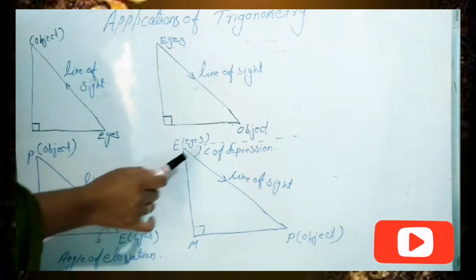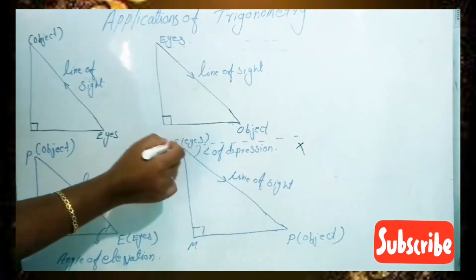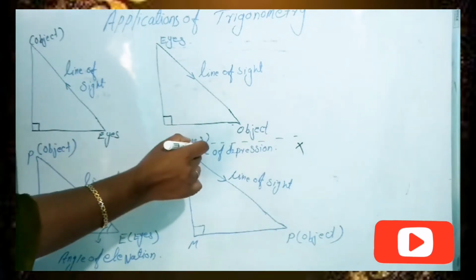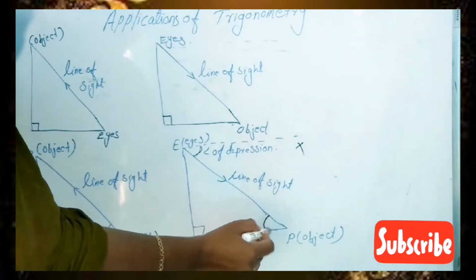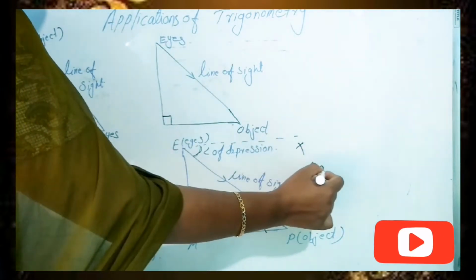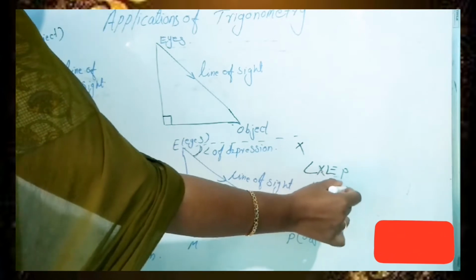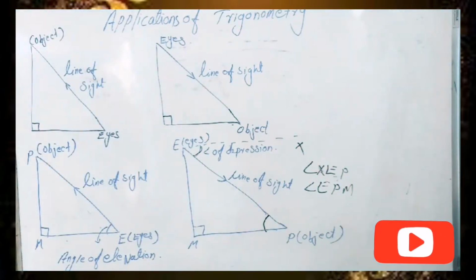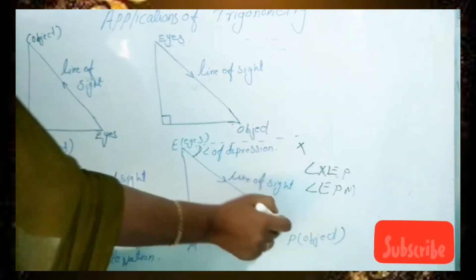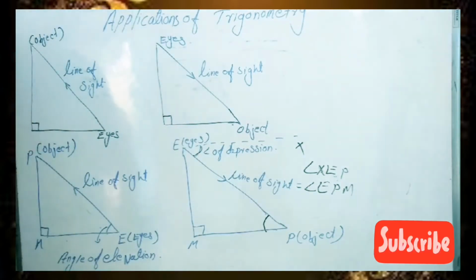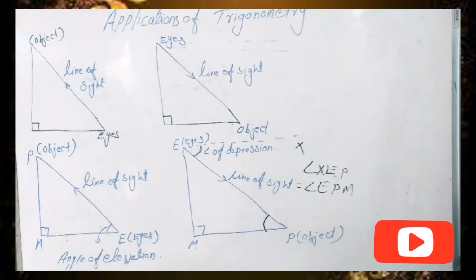They are parallel lines. Suppose this point is X. Then angle XEP is the angle of depression, and angle XEP and angle EPM are alternate angles, because EX and PM are parallel lines, and we know that alternate angles are equal. So angle XEP is equal to angle EPM.